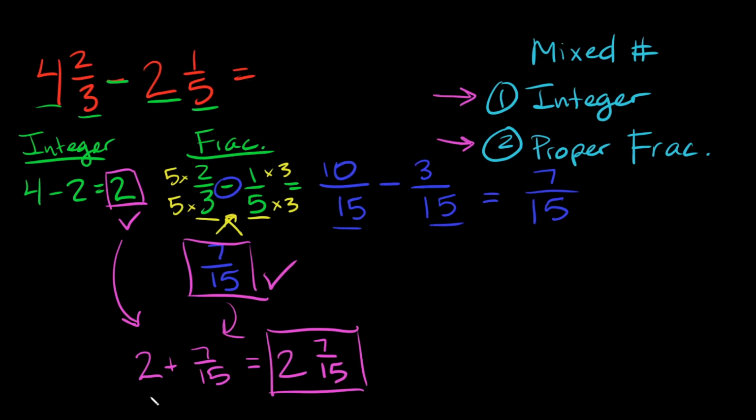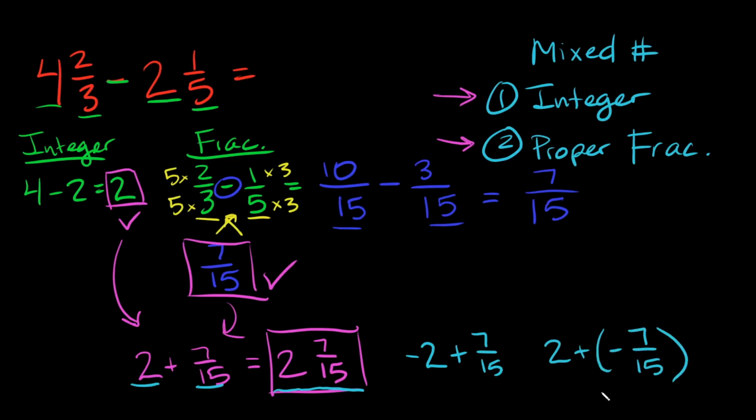One more thing to point out about the answer. Since this number is positive and this number is positive, we're able to just squish them together, okay? That's why I just squished them together like that. But if we had -2 plus 7/15 or 2 plus -7/15, in these cases, we can't do that. We can't just squish it together because you can see this one's negative and this one's positive, right?